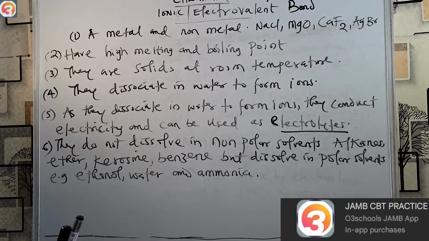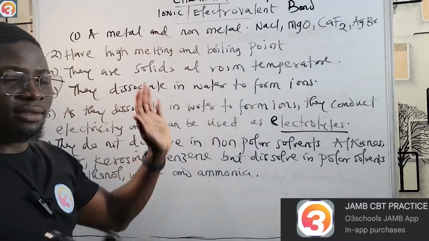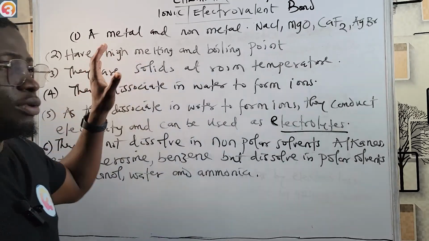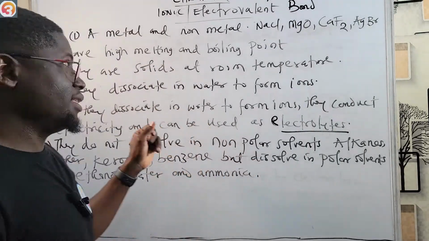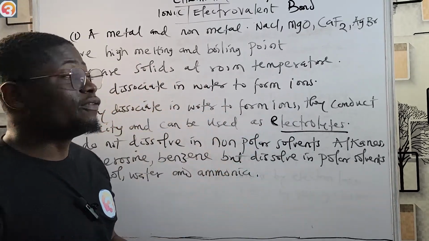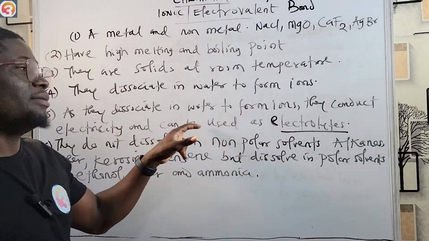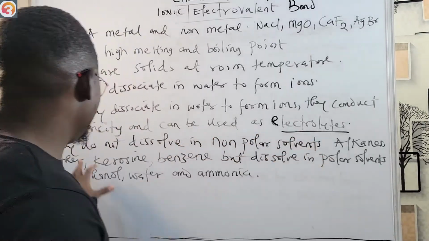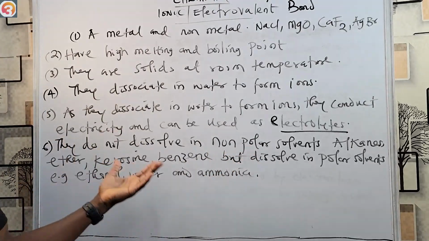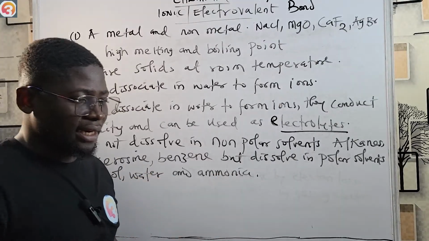All right, so we're going to quickly run through the characteristics again. We say electrovalent bond occurs between a metal and a non-metal. Then we say they have high melting and boiling points because of the great electrovalent bond. They are solids at room temperature, and they dissociate in water to form ions. As they dissolve in water to form ions, they conduct electricity and can be used as electrolytes. Then number 6, they do not dissolve in non-polar solvents like alkanes, ether, kerosene, benzene, but dissolve in polar solvents like water, ethanol, and ammonia.